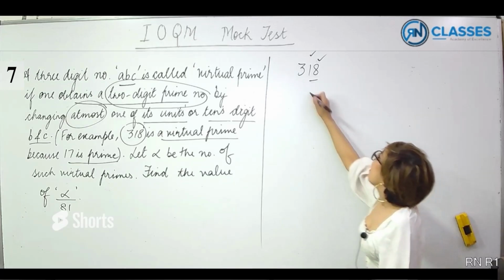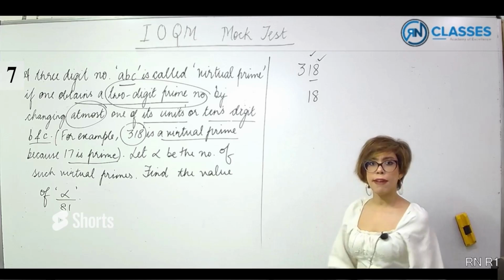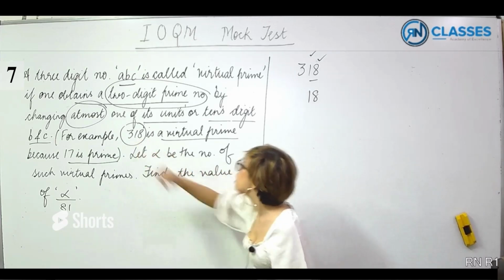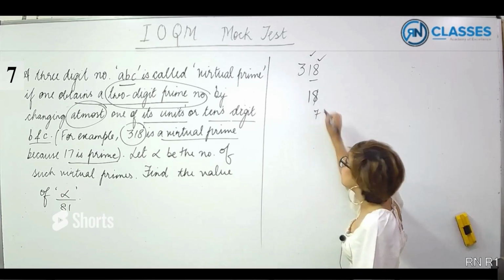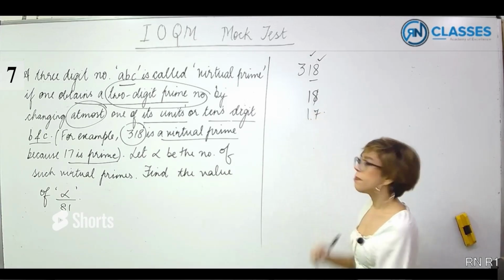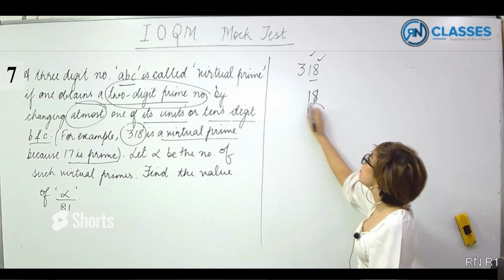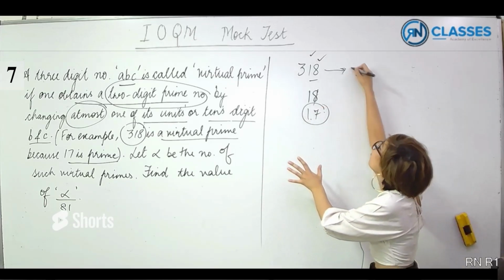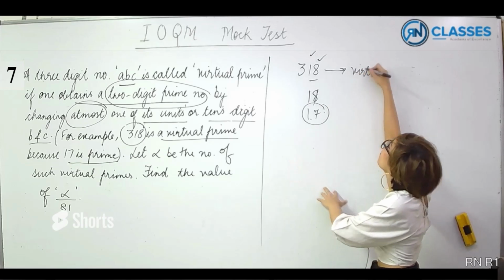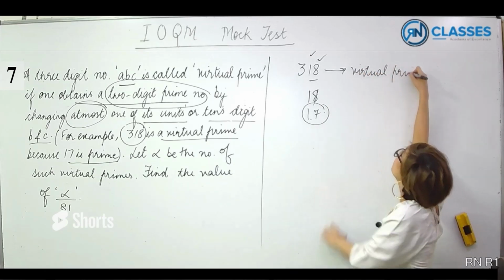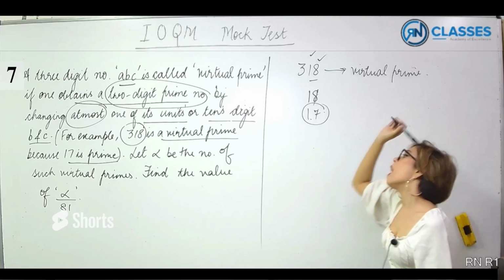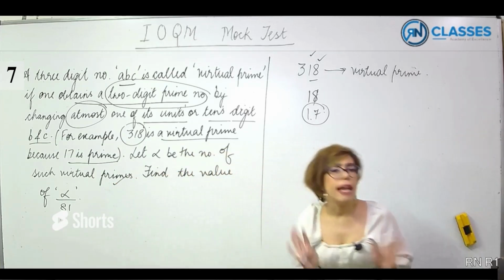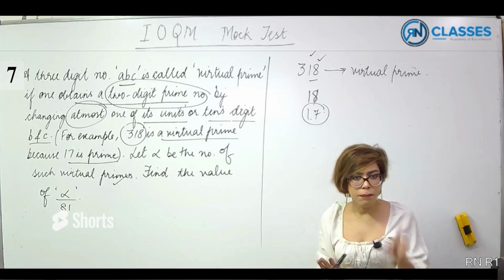Okay. So now 1, 8. Now if I need to change one digit, which digit? He says you can change 8 to 7. 1, 7, and we know that 17 is a prime number. If that is the case, that means such kind of number will be called a virtual prime. Okay. Now he says that alpha be the number of such virtual primes. You need to find the value of alpha by 81. So basically I need to find alpha.